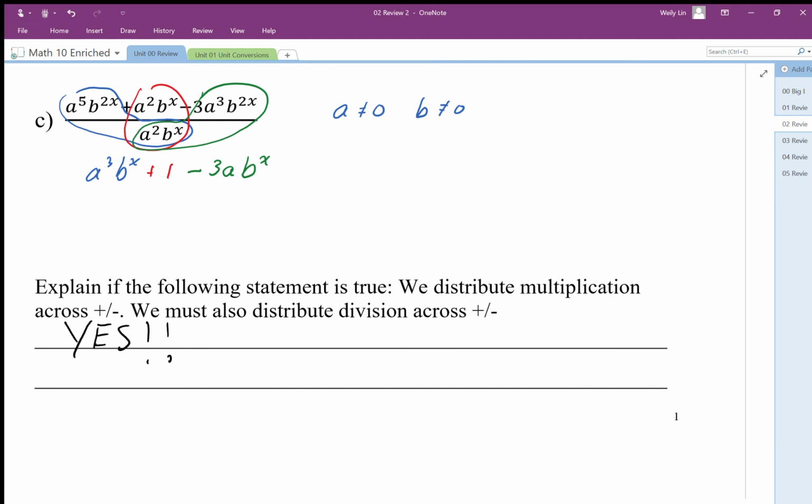Okay, so division rules follow multiplication rules and vice versa.